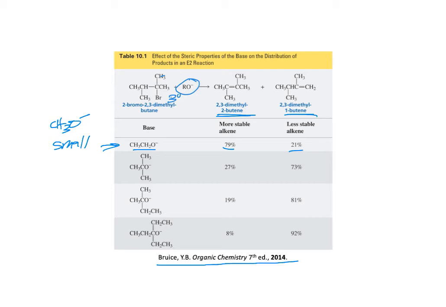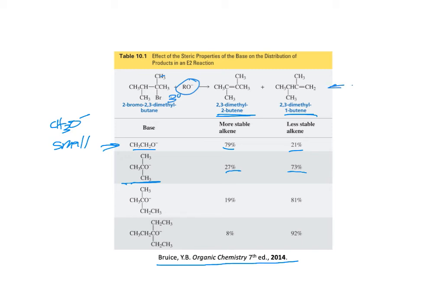So oftentimes in organic reactions, products are not exclusive, and so we have to talk about major, minor products, this kind of thing. Now, if we make a change from ethoxide up to tert-butoxide, which is the one I showed on the last slide, that ratio essentially reverses. All right, so now we get 73% of the less substituted alkene.